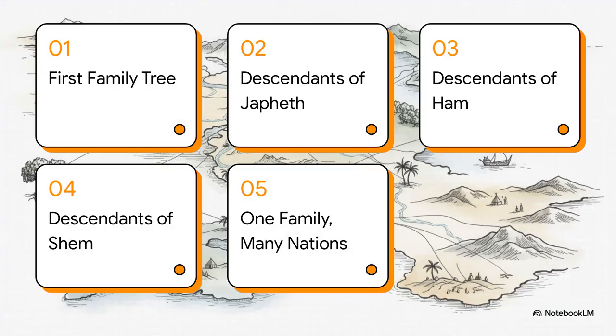Okay, so how does this ancient map even work? Well, first we're going to look at the basic structure. Then we'll follow the three main branches of humanity laid out in the text. That's Japheth, Ham, and Shem. And finally, we'll pull it all together to see the incredible big picture they were painting.